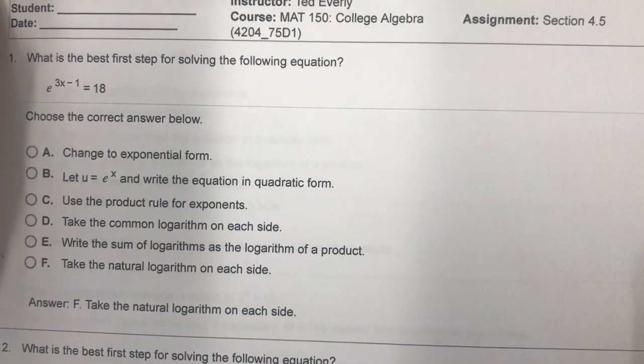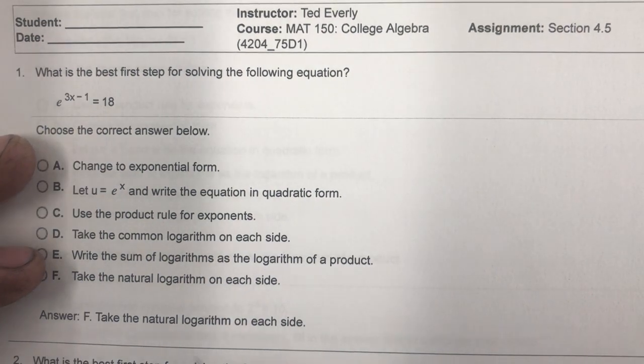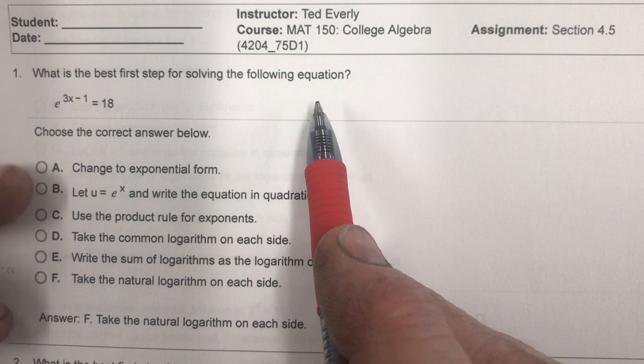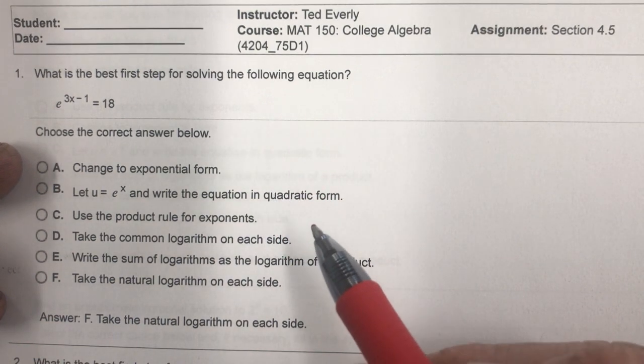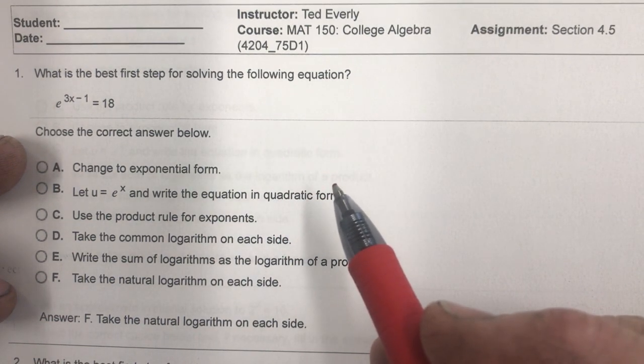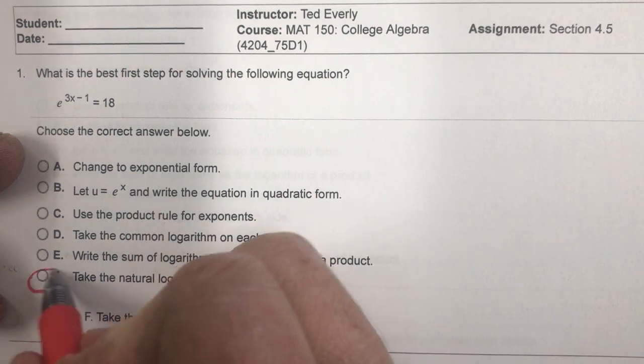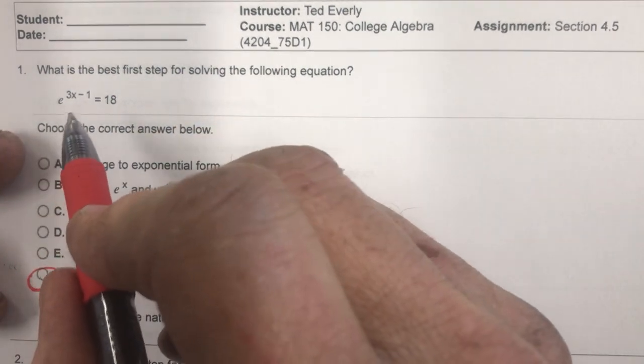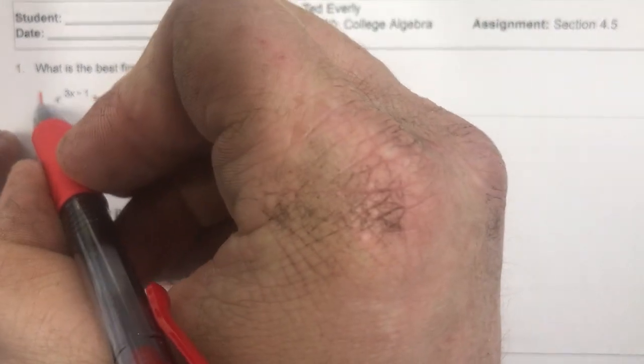And number 1, what is the best first step for solving the following equation? Down here at the bottom, F. We're going to take the natural log of each side. See, we got e to the power of all this. So I'm going to do a natural log of both sides, which makes this cancel.